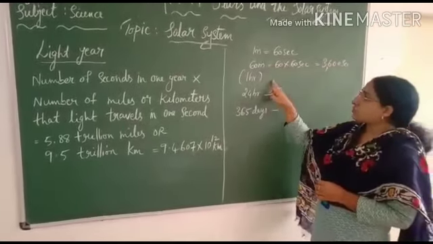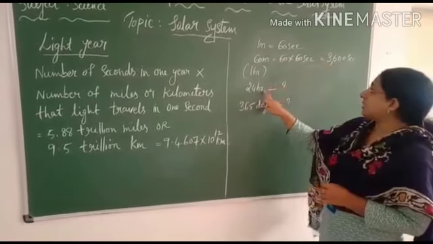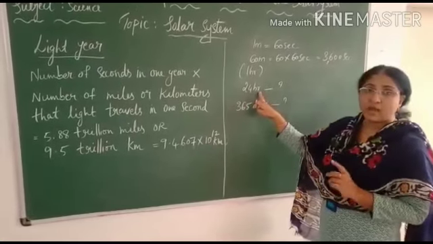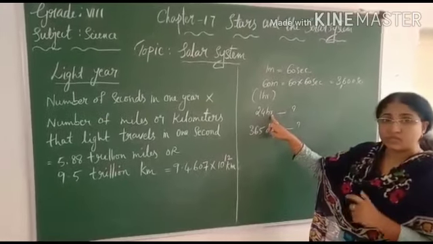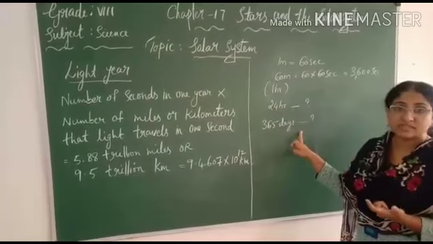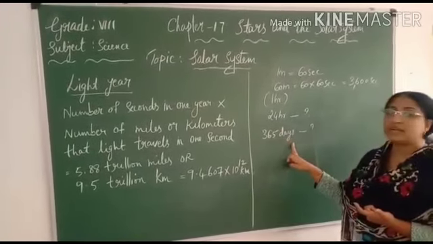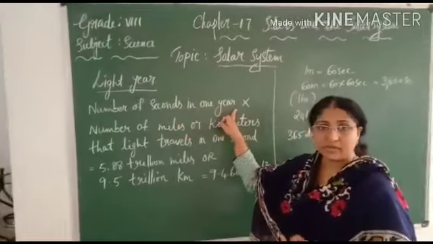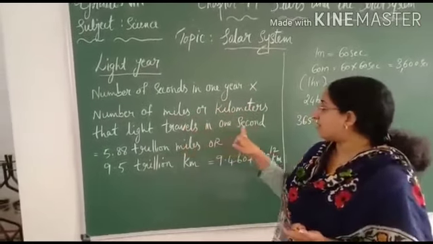Again, if you are calculating for 1 day, that is 24 hours. Again, this value into 24. So now we got the answer for 1 day. How can you find out for 1 year? For 1 year it means 365 days, or if it is a leap year, it is 366 days. This value multiplied by 365 days, you will be getting the number of seconds in 1 year. Clear? Into the number of kilometers that light travels in 1 second.